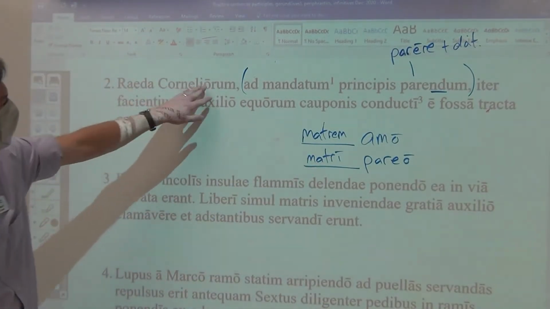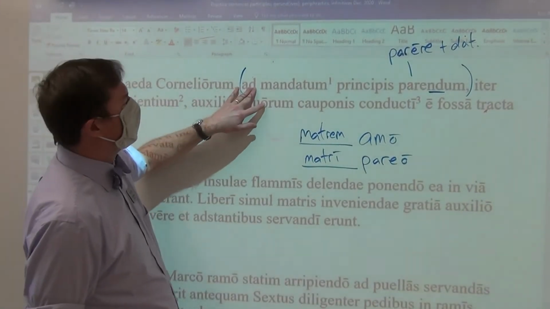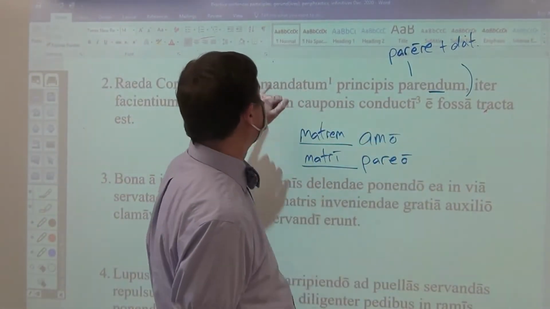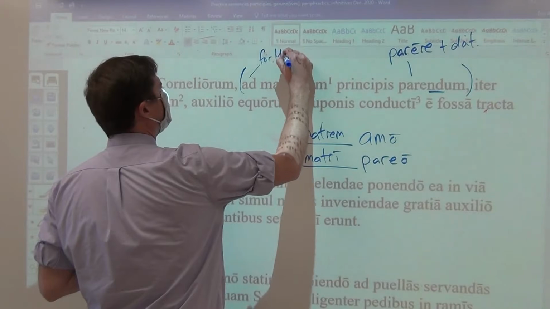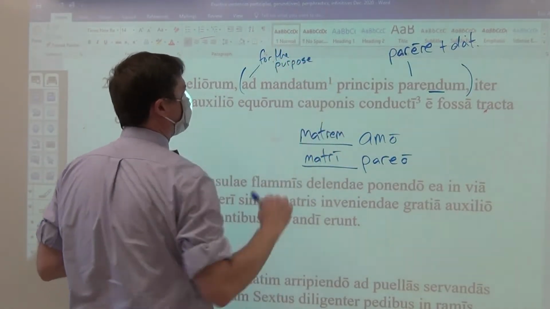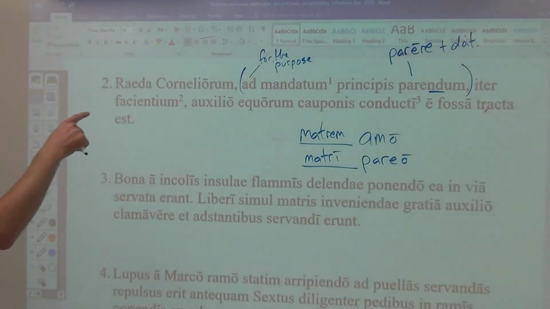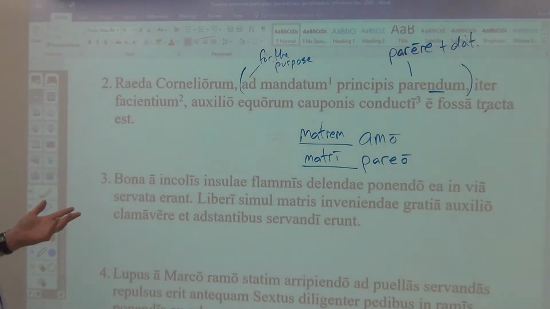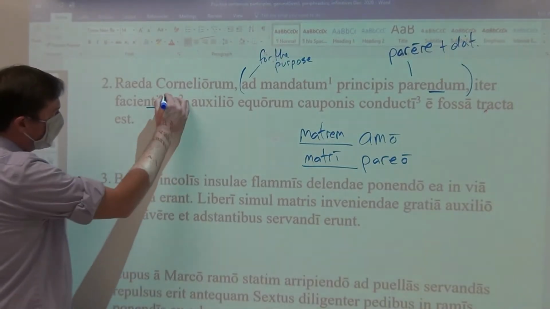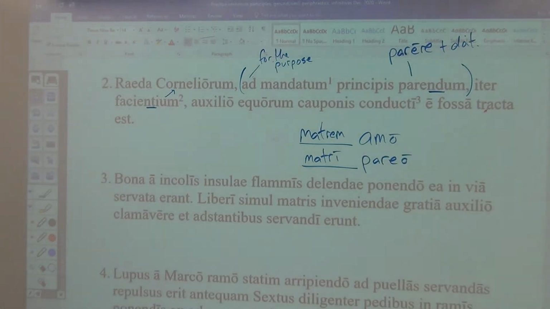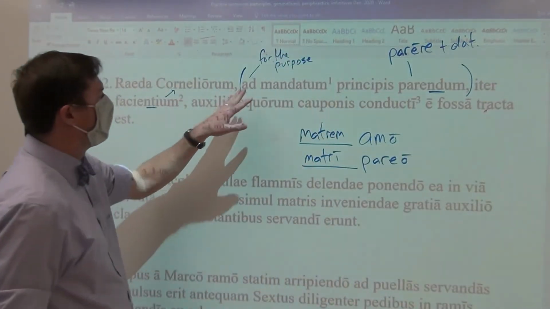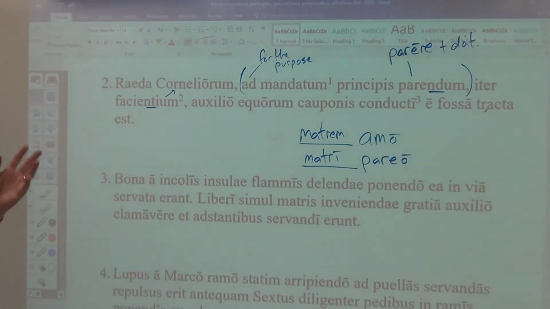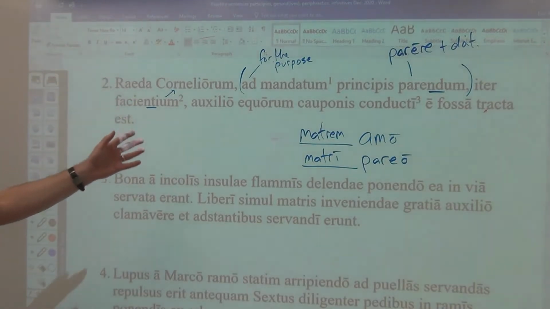So, the carriage. Then ad plus a gerund or gerundive phrase indicates purpose. Remember, it is now going to be translated for the purpose of or for the sake of. But we're going to skip it for now. Iter facientium. Now when I look at facientium, which comes from, obviously, facio facere, it is a present active participle, and it's modifying the Cornelians. So it tells us what kind of Cornelians. The Cornelians. Now, then this tells us, perhaps, the purpose of the minivan and the Cornelians and all sorts of things like that.